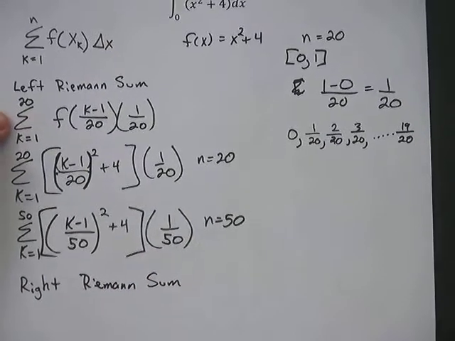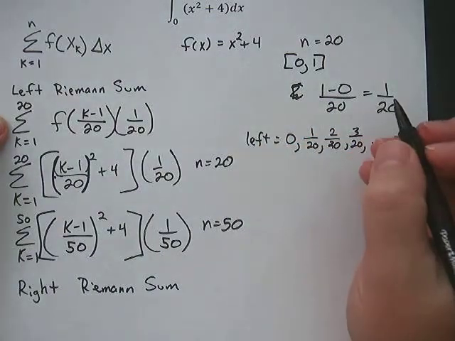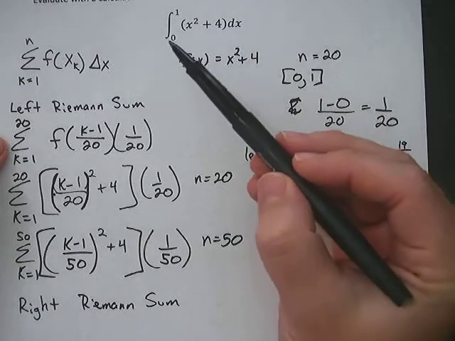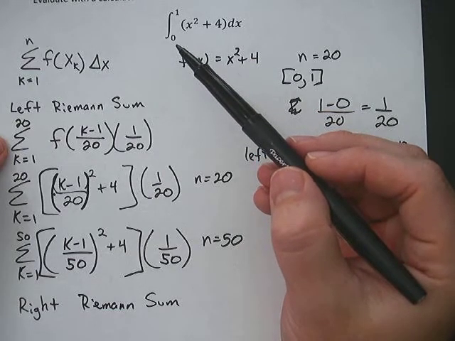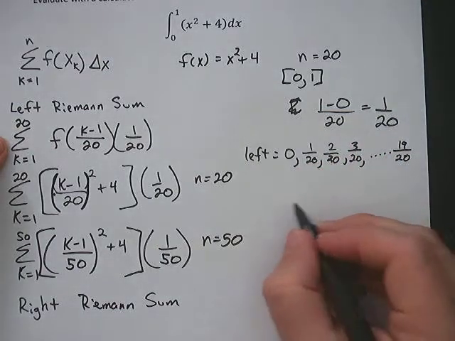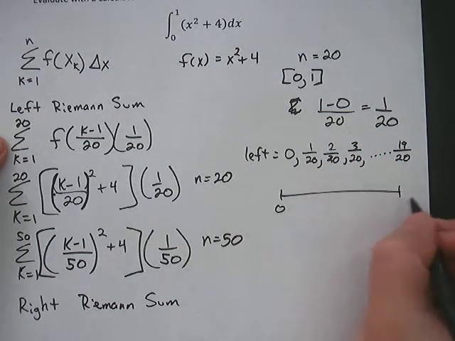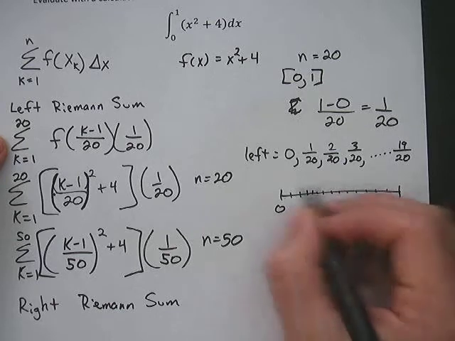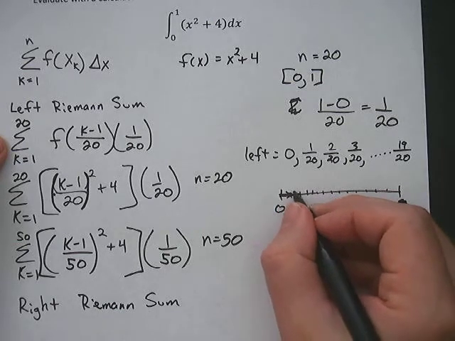The only difference between the right Riemann sum and the left Riemann sum: the left starts at 0. Well, it doesn't start at 0 necessarily, but on this interval it is going to start at 0. It starts at the beginning of your interval, at the leftmost of your interval. So if you have the interval between 0 and 1, and you have 20 subintervals, you're starting here. You're going from here to here and here to here, this way.